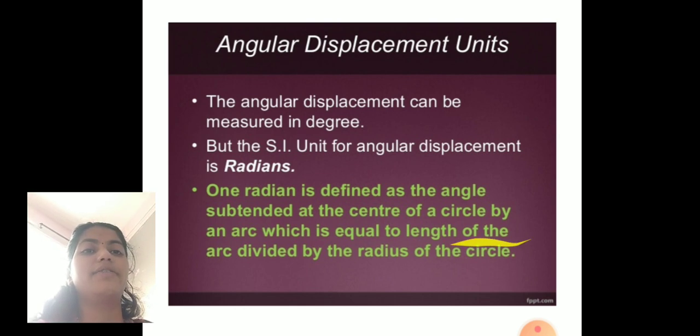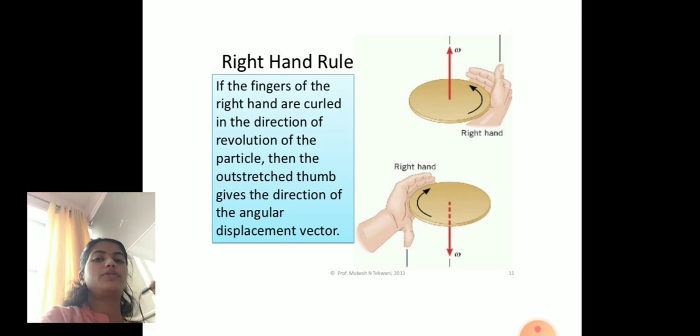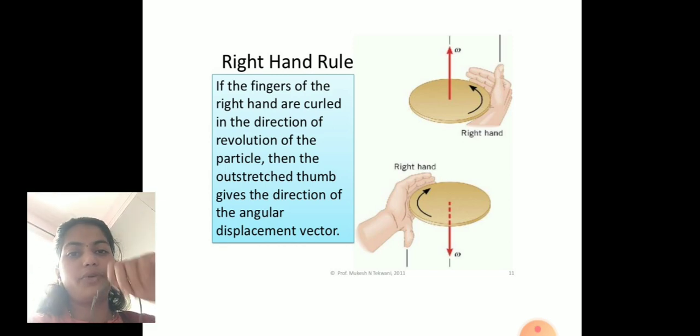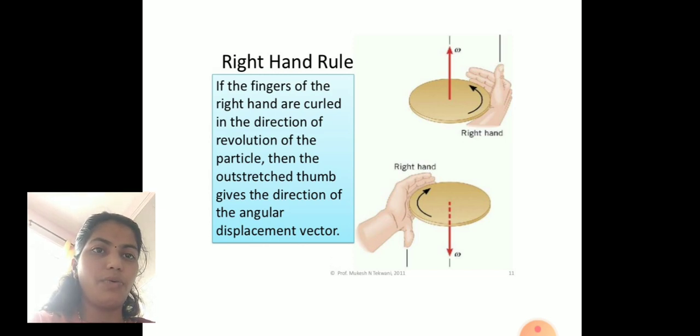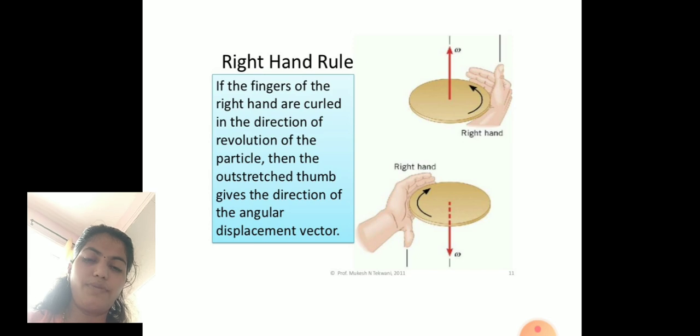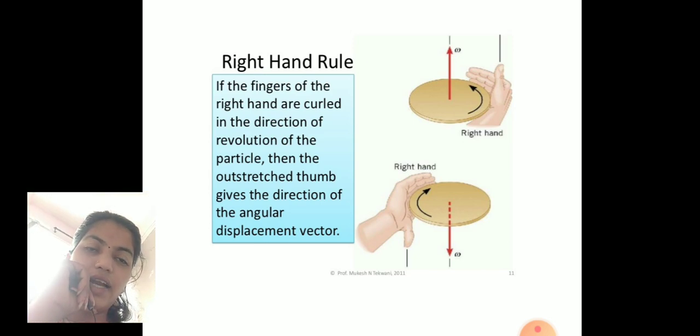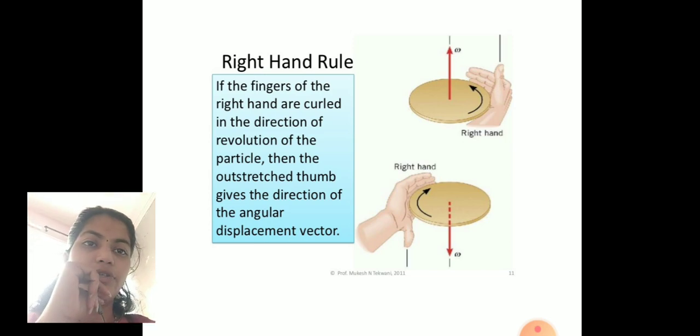Now, one of the rules for circular motion: how do we say the direction of circular motion, or in which direction the circular motion is performing? How is it decided? It is decided using the right hand rule.